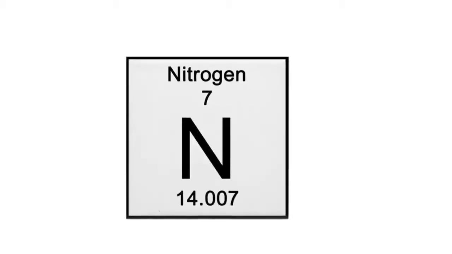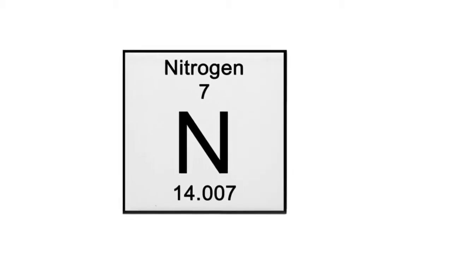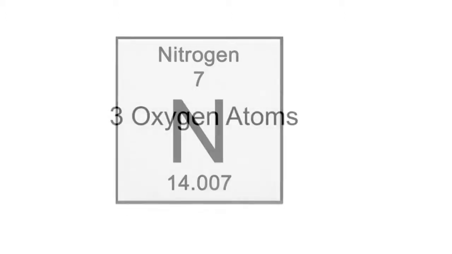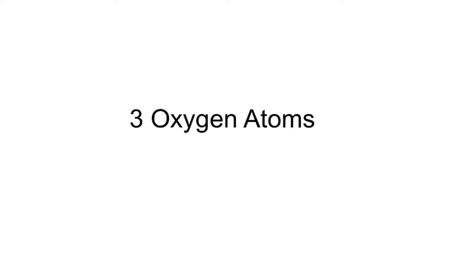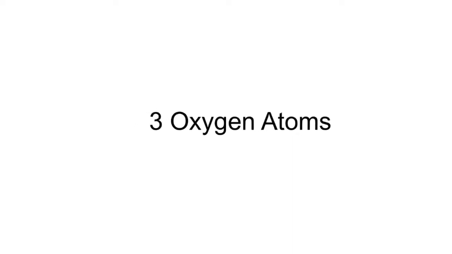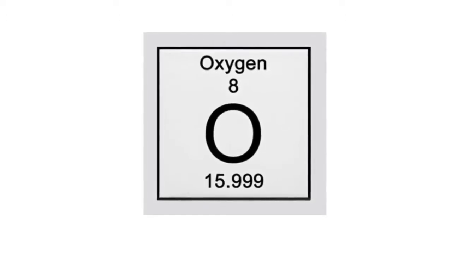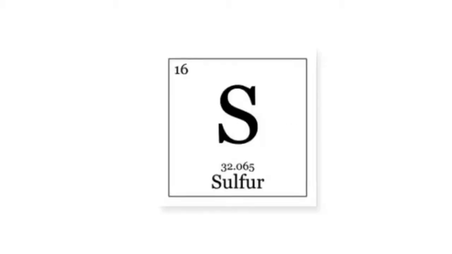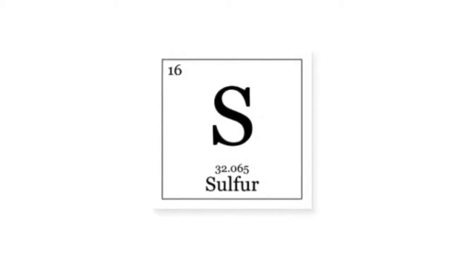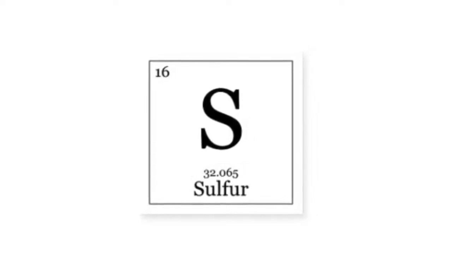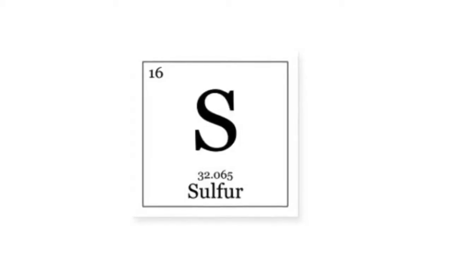Nitrogen is the 7th element on the periodic table of elements, with an atomic weight of 14.007. And taurine has 3 oxygen atoms. Oxygen is the 8th element on the periodic table of elements, with an atomic weight of 15.999. And last but not least, taurine has 1 sulfur atom. Sulfur is the 16th element on the periodic table of elements, with an atomic weight of 32.065.